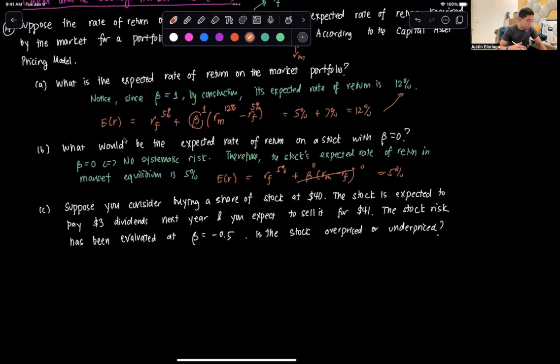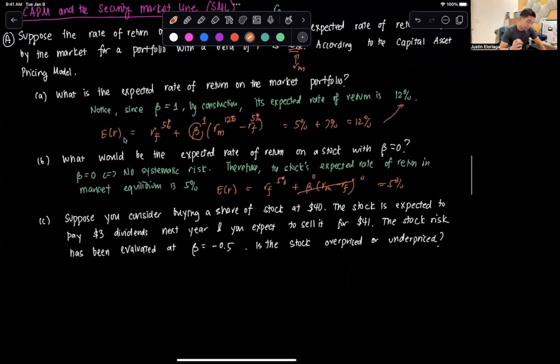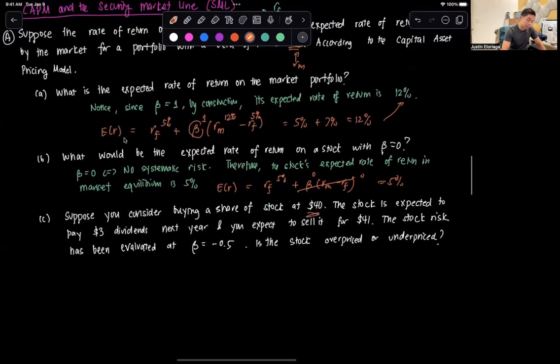Now, suppose that you consider buying a share of stock at a price of 40 bucks. The stock is expected to pay $3 in dividends for the next year, and you expect to sell it for 41. The stock's risk has been evaluated at a beta equal to negative 0.5. We're asked: is this stock overvalued, overpriced or underpriced? How do we do that? First, what is the expected return?